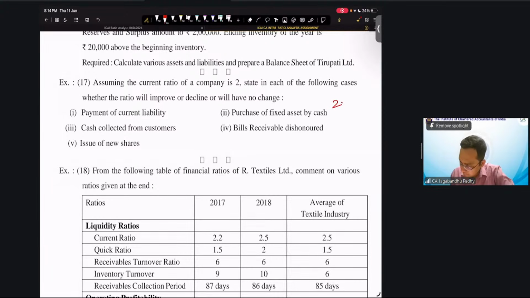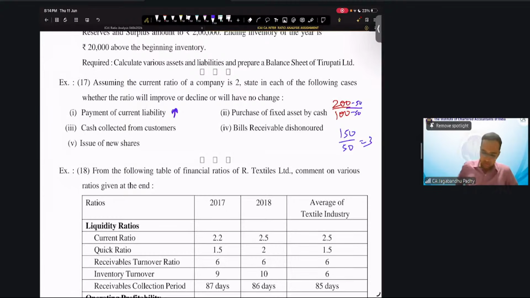Well, let us say your current ratio was computed as 200 upon 100. And let's say out of that, you paid 50. So of course, your liability will fall by 50 and your asset will also fall by 50, because 50 is going to be reduced from your cash balance. So you have 150 upon 50. So now the ratio is 3. So in case of payment of current liability, the current ratio is going to improve. Absolutely correct.